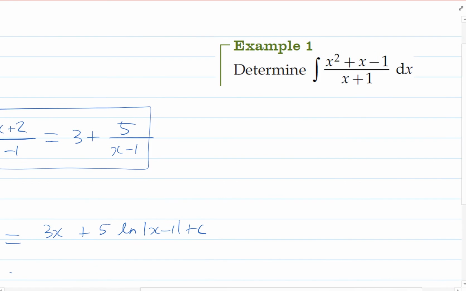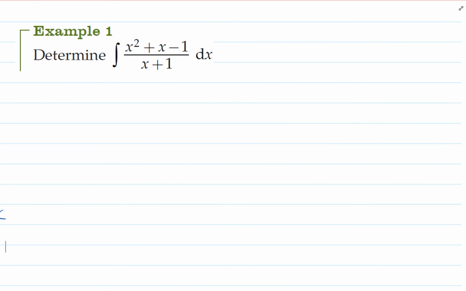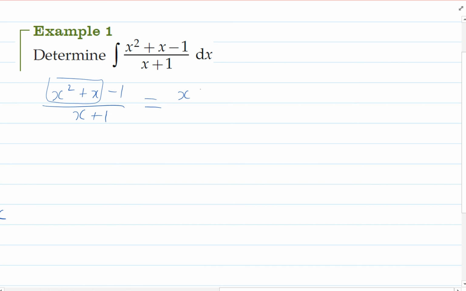Okay, so for our next example, same problem. The bottom does not differentiate to the top, but we can rearrange it. So let's write it out underneath. And the top, if I just look at this part here, I can actually factorize it to be x bracket x plus 1 minus 1. And that's all over x plus 1.